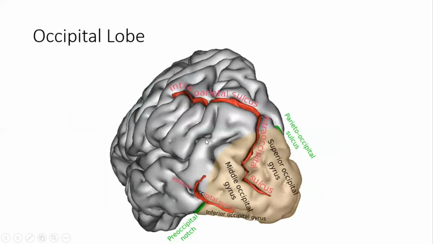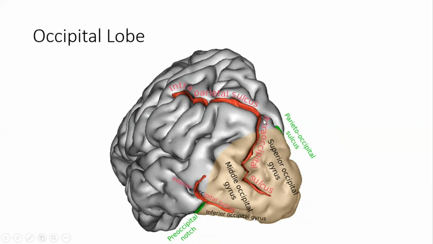And the occipital lobe. This view is from posterior. So we see the occipital lobe here. First of all, we have the parieto-occipital sulcus, which separates the occipital lobe from the parietal lobe. Then this lobe also has three major gyri: superior occipital, middle occipital, and inferior occipital. Just like frontal, superior frontal, middle frontal, and inferior frontal, this one has superior occipital, middle occipital, and inferior occipital.